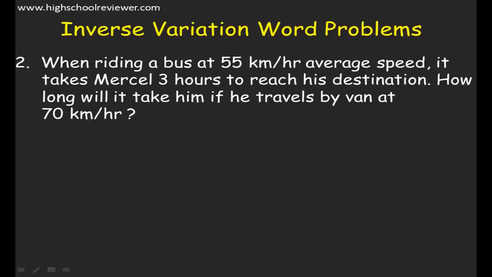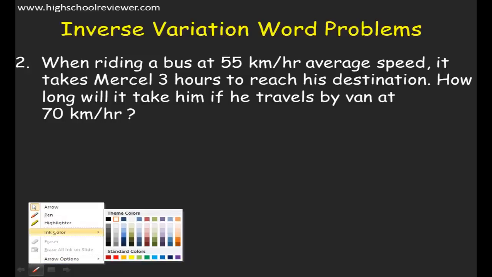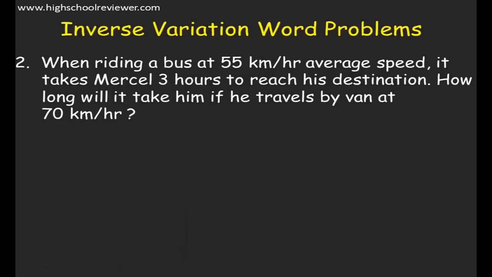Problem number 2. When riding a bus at 55 kilometers per hour average speed, it takes Marcel 3 hours to reach his destination. How long will it take him if he travels by van at 70 kilometers per hour? Okay, so first we need to represent as Y the average speed. So Y will be equal to the average speed. And then X will be the number of hours.